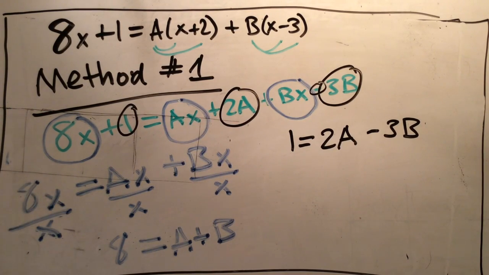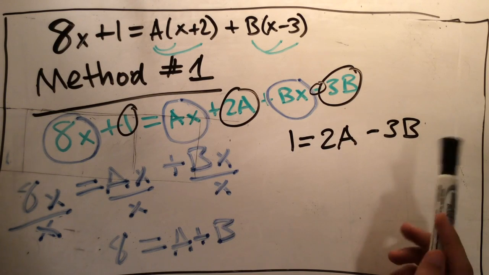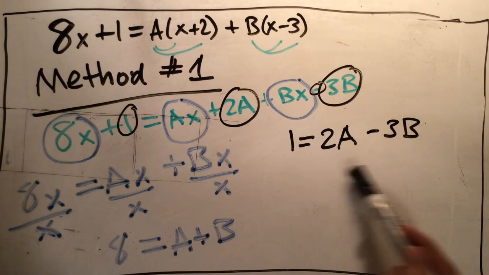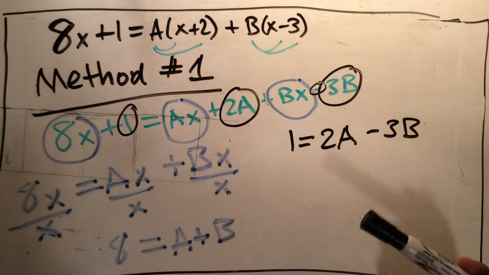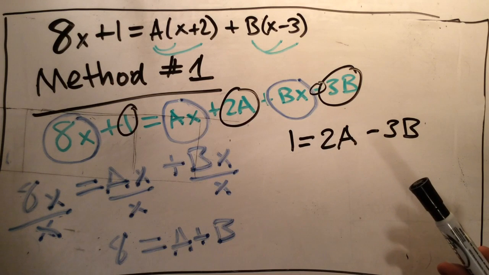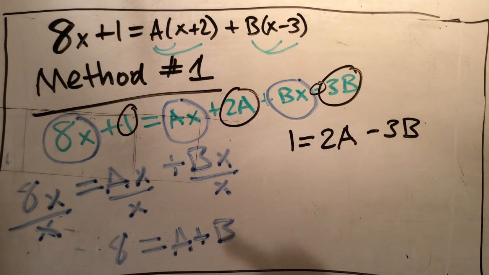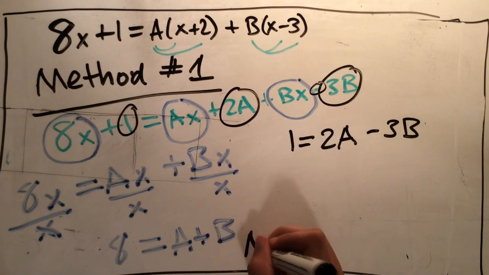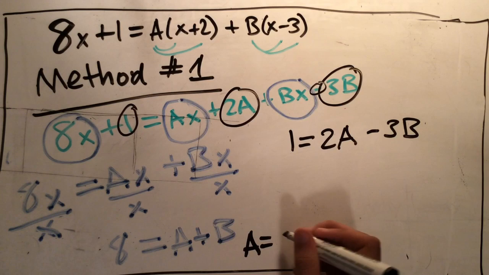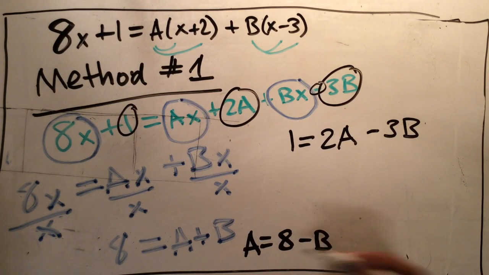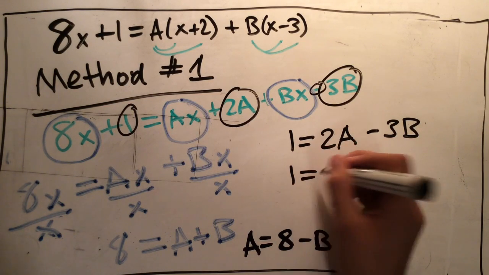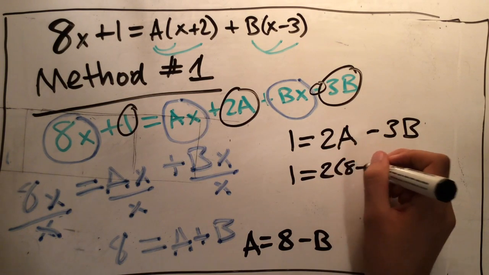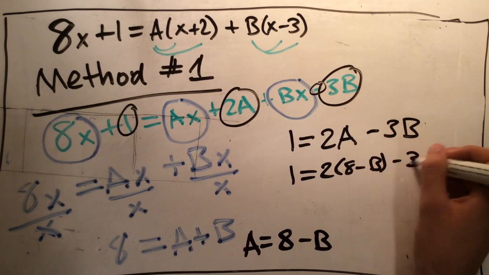Now after this, you can either go about using the process of elimination when you have a system of equations, or you can use substitution or any other method that you may know. I'm not going to do two different ways, but right now I'm just going to use a simple substitution. So I will solve for a in this equation, and I will have a equals 8 minus b. And then I'm going to plug this into this equation and solve for b. So I'll have 1 equals 2 times 8 minus b minus 3b.